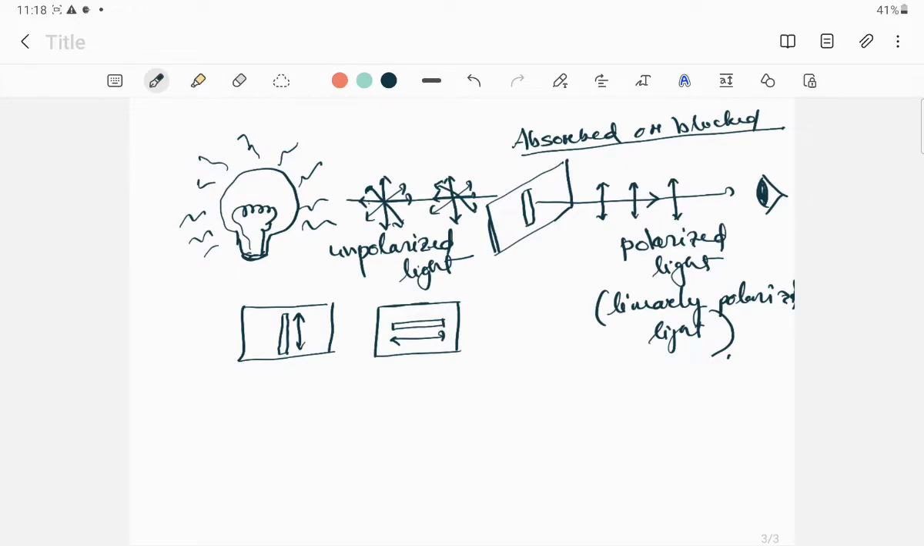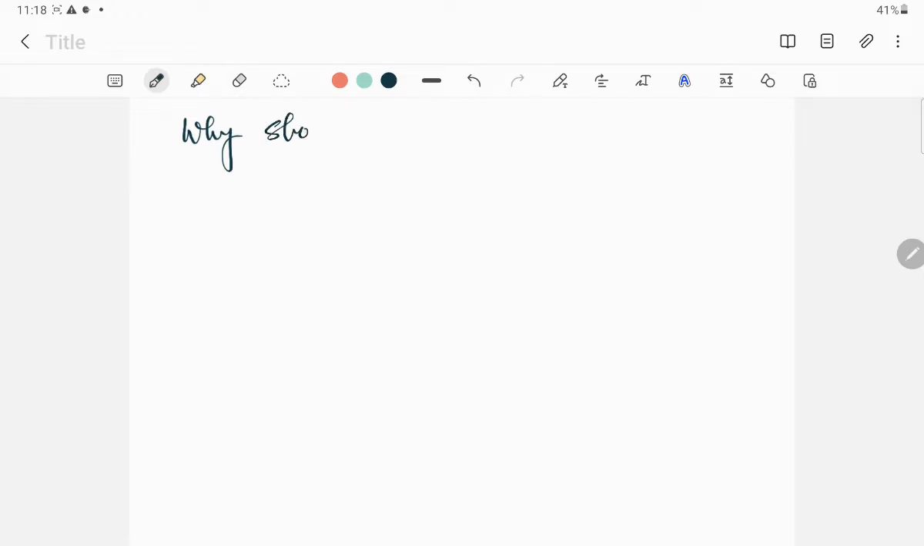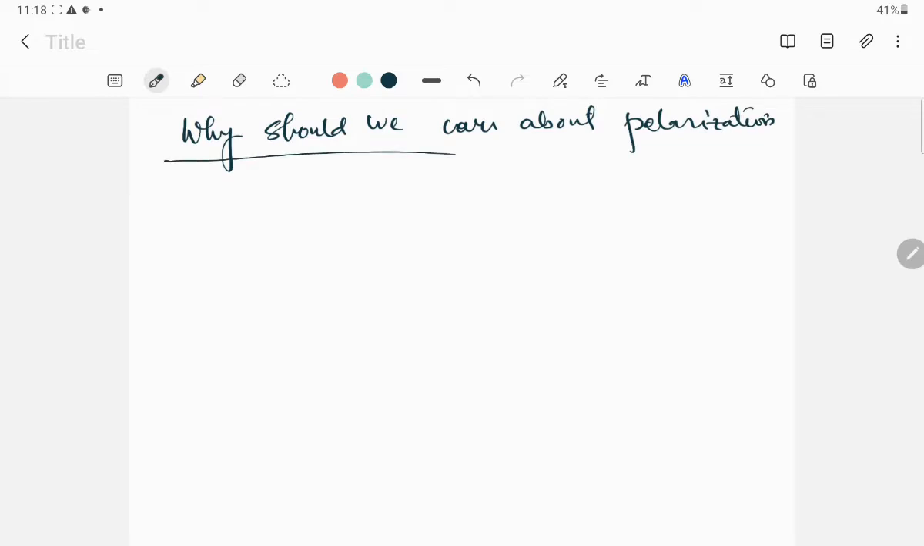But before moving on to the next thing, as you have got to know what an unpolarized light is and what a polarized light is, the next step is to talk about why we care about polarization. Why should we care about polarization? What is so important about that?